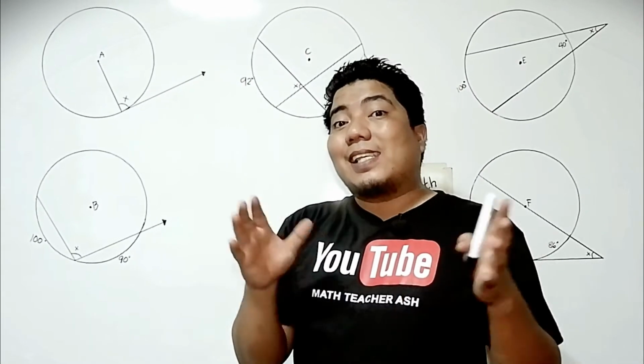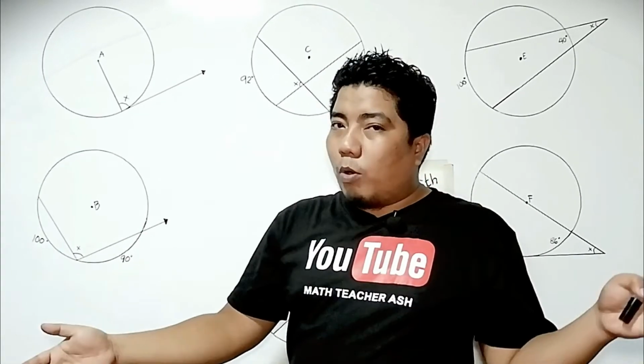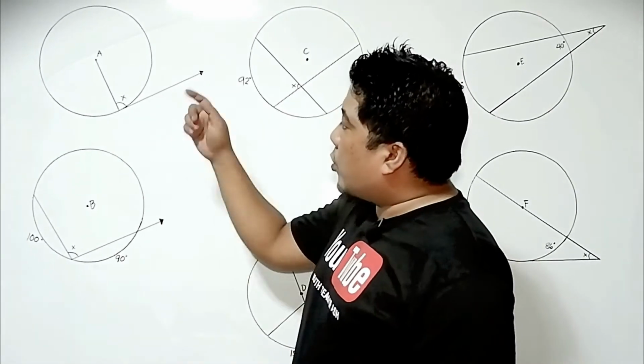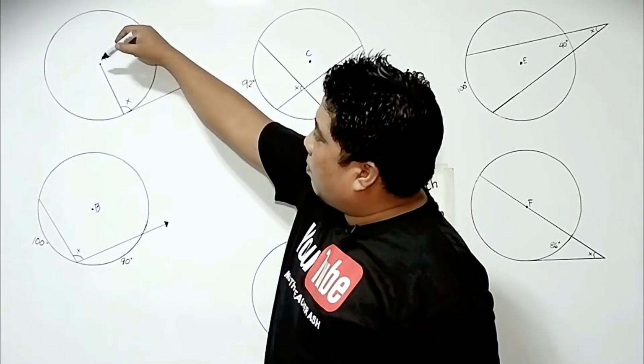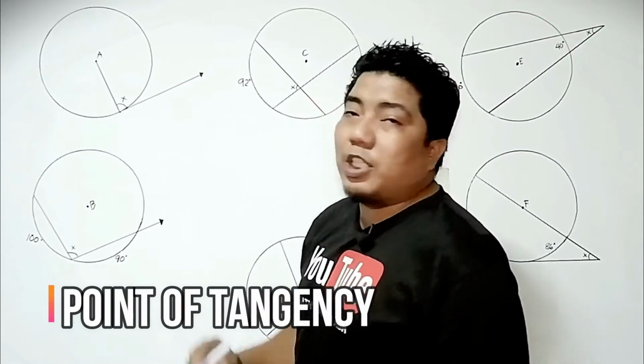Remember that a tangent is a line. Therefore, it should extend with arrows on both sides. Now, this is a portion of the tangent. So, this intersection between the radius and the tangent is what we call the point of tangency.